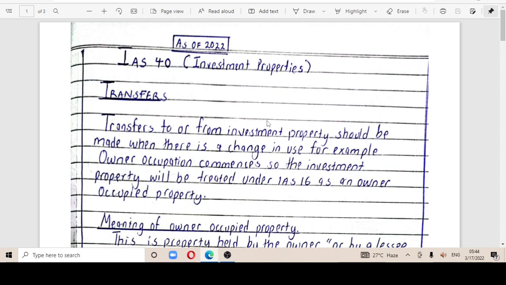Hello, my name is Jingonelli, and today we're going to be looking at transfers under IAS 40, which is investment properties, and this is as of 2022.